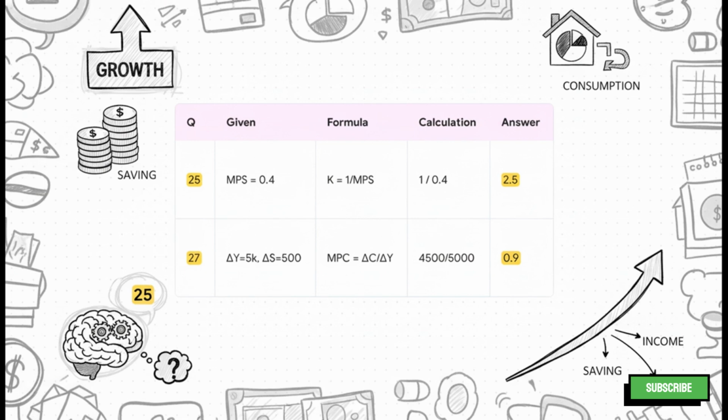Easy enough, right? Now, for question 27. The change in income is 5,000 crore, and the change in saving is 500 crore. So first, we figure out the change in consumption, which is just 5,000 minus 500, so 4,500. Then we plug that into the MPC formula, which is change in consumption over change in income. 4,500 divided by 5,000 gives us our answer, 0.9.